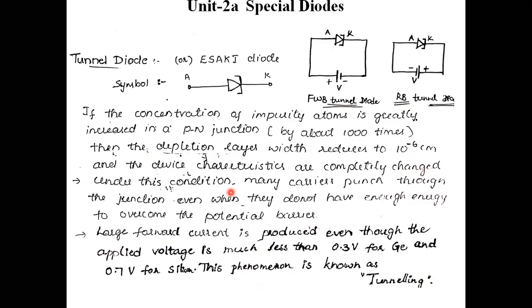That is known as tunneling here. Basic tunneling means all the charge carriers, that is heavy charge carriers or electrons, will plunge into the other layer. That condition is known as tunneling. What is the tunneling phenomenon? We will see here. Under this condition, many carriers punch through the junction.